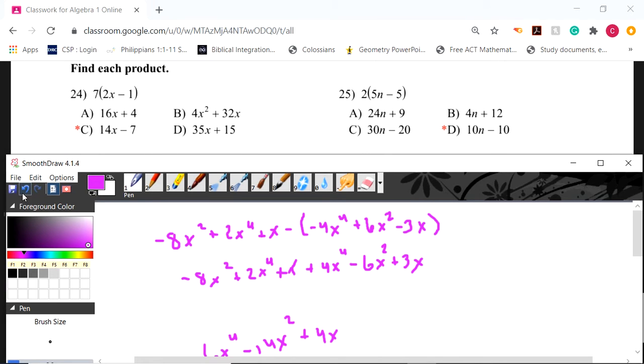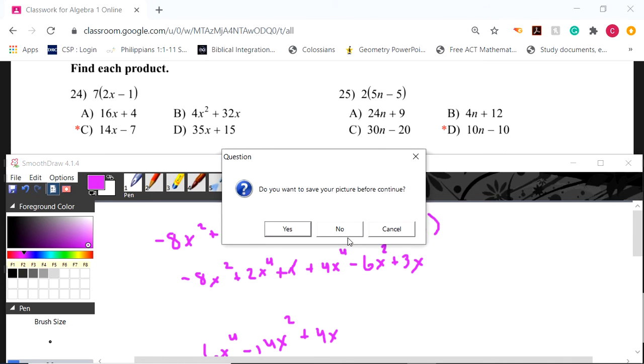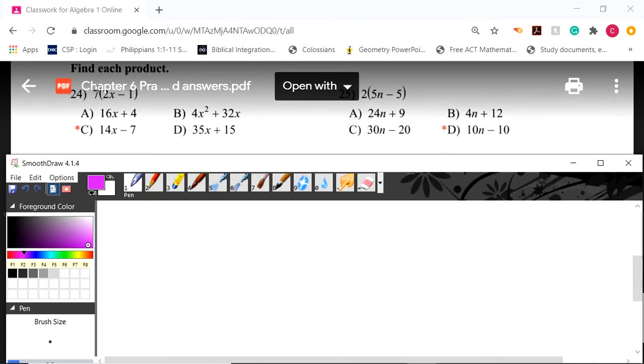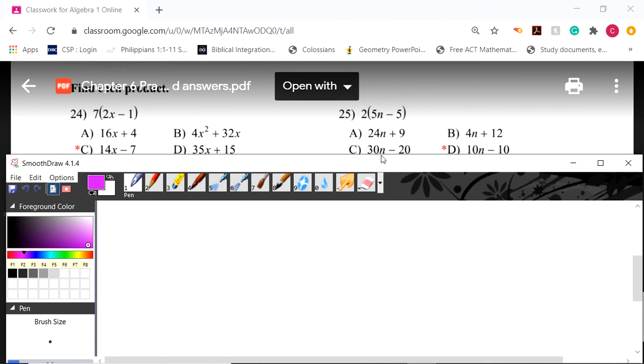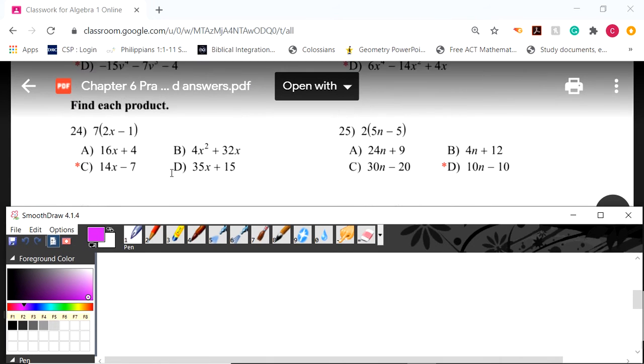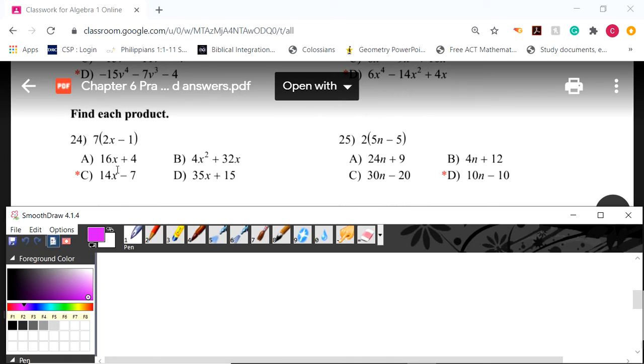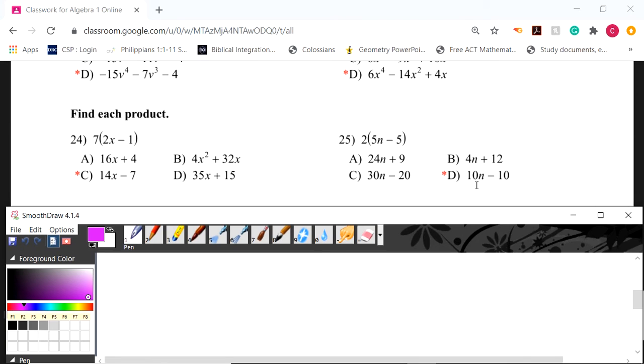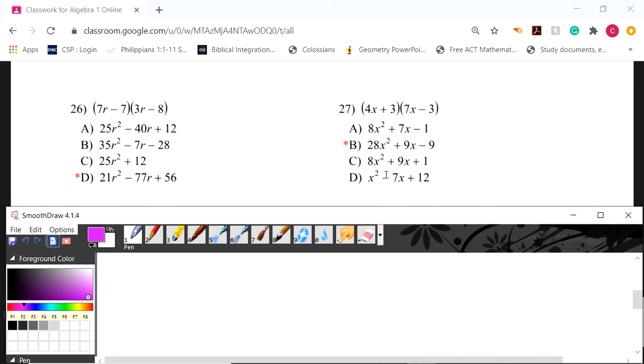Here, this is just multiplying a monomial by a binomial. This is super easy. I'm not going to write this out. It's just distributing. So it's 7 times 2x, which is 14x. 7 times minus 1 is minus 7. 2 times 5n is 10n. 2 times minus 5 is negative 10.